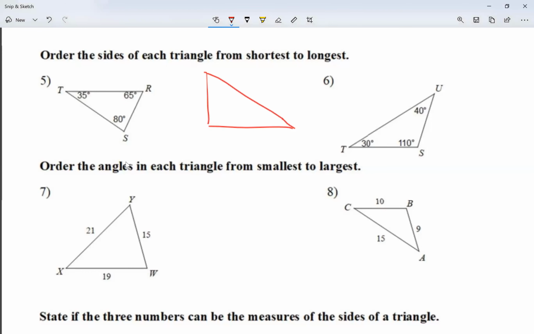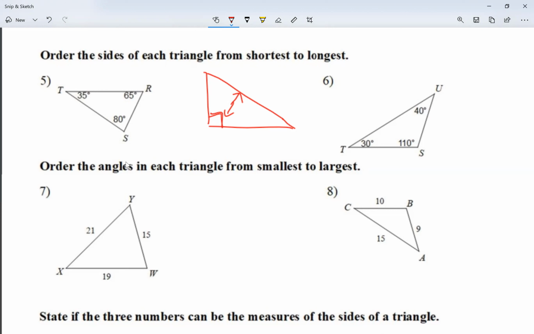Let me recall a right triangle. Remember, the biggest angle is 90 degrees, and the biggest side is the hypotenuse. So this is the biggest angle, and this is the biggest side. We have seen this before, right? We call that side the hypotenuse when we talk about right triangles.